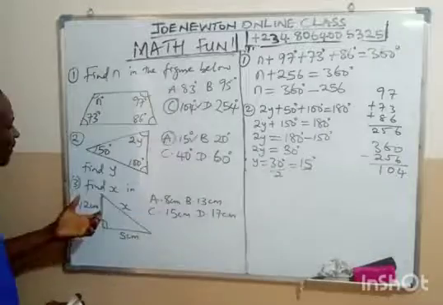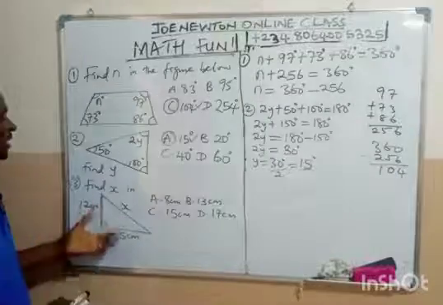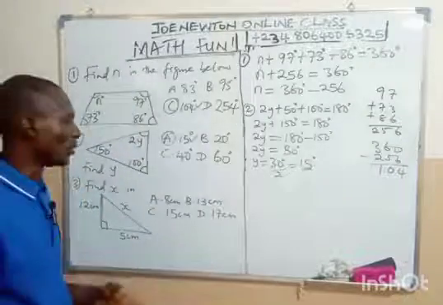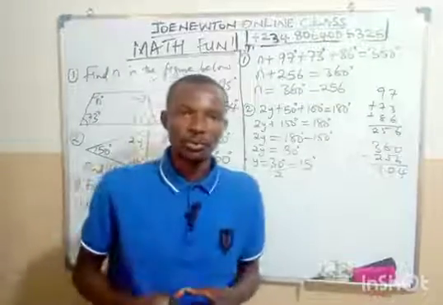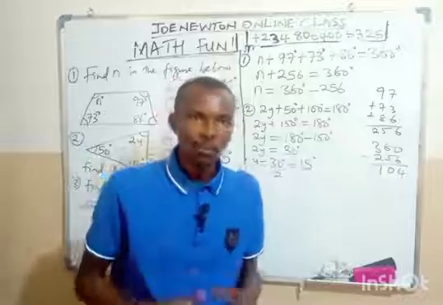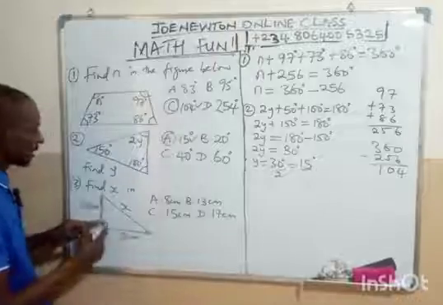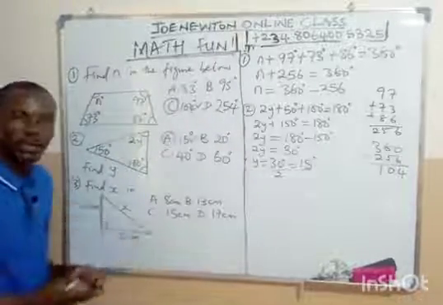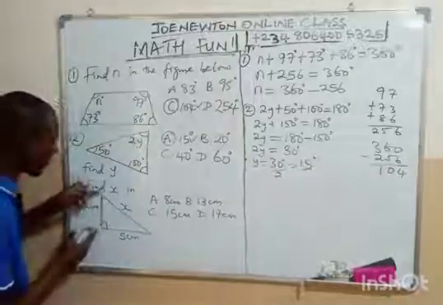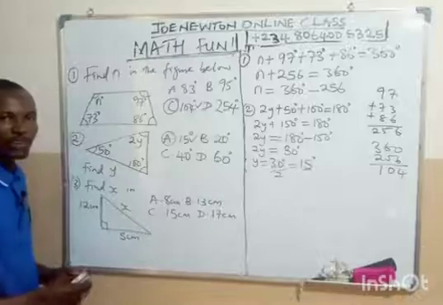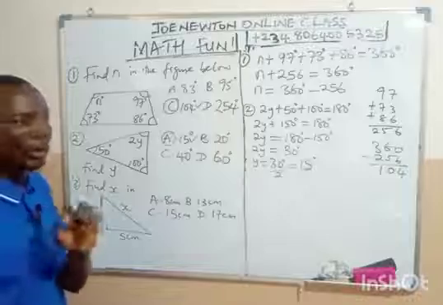Number 3 question says, we have to find x in this right angle triangle. For a right angle triangle, one of the angles is 90 degrees. And there's a rule in right angle triangle, which is Pythagoras theorem or Pythagoras rule, which says that the square of the hypotenuse, the longest side facing the right angle, is equal to the sum, that is the addition, of the squares of the other two sides of the triangle. That is the rule in finding the sides of a right angled triangle.